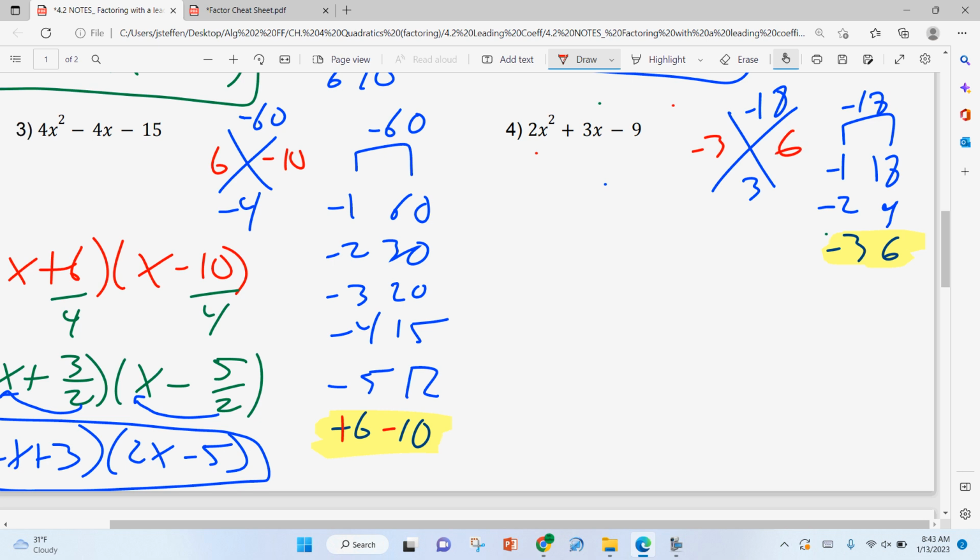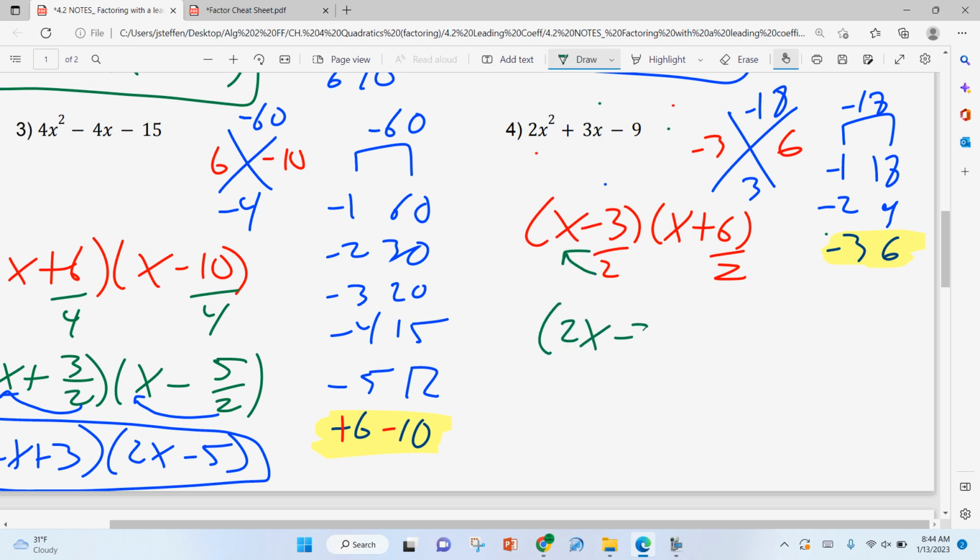Negative 3, positive 6. And again, to double check that, you can confirm. Negative 3 times positive 6 is negative 18. Negative 3 plus 6 is positive 3. So we have x minus 3, x plus 6. Divide both of them by 2. Move the 2 up because that's already reduced. And 6 divided by 2 is 3.